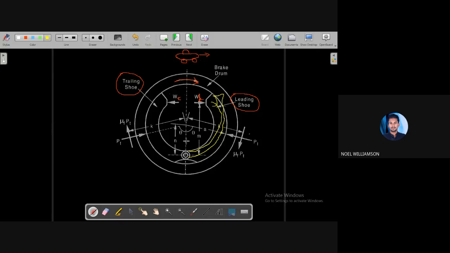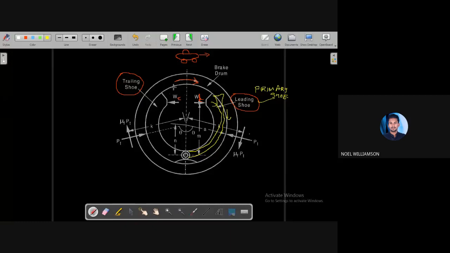That means this portion is fixed, and so as a whole the system may have a chance to move in this direction. That means this direction is the same as the direction of rotation of the drum. So in that case, that particular shoe is termed as leading shoe or primary shoe. Primary shoe is that particular shoe which moves in the same direction as that of the brake drum.